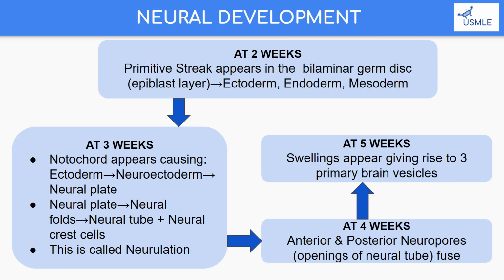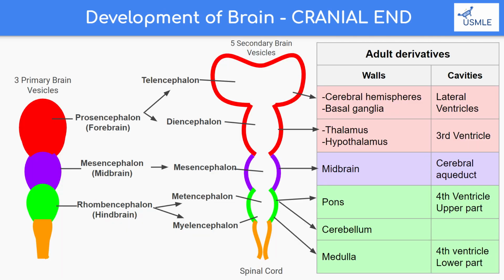Here is a summary of neural development. Look at 5 weeks and see how after fusion of the two ends, neural tube swellings appear. These give rise to 3 primary brain vesicles. Look at how the swellings have developed. It is vital to know each part of the developing brain and their derivatives. The 3 primary brain vesicles, prosencephalon, mesencephalon, and rhombencephalon, give rise to the forebrain, midbrain, and hindbrain respectively.